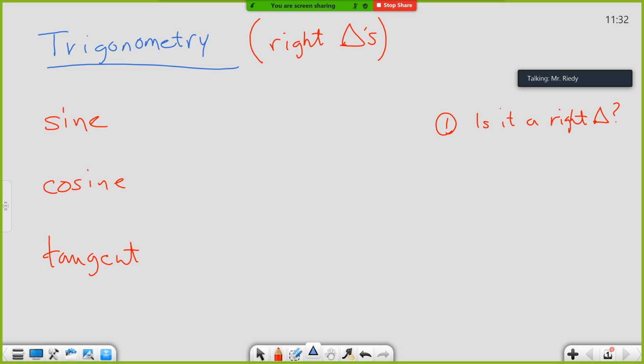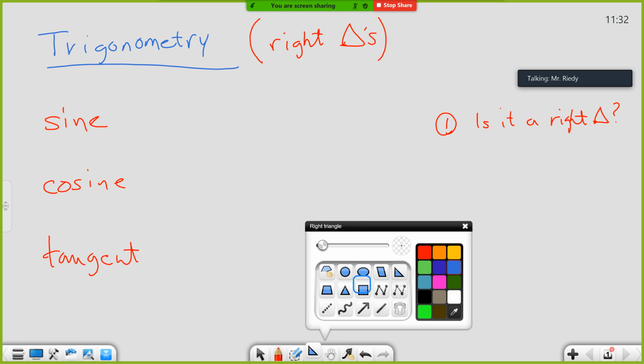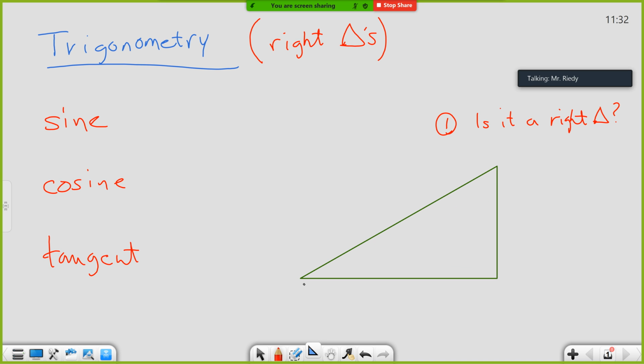Okay, so for demonstration purposes, we need a triangle. So let me fire up a triangle here. It's got to be a right triangle. So I've got this right triangle. We'll put the right angle down in the bottom so that we know it's a right angle. And we need some sides. So let's call this A, we'll call this B, and we'll call this C. And we need an angle. So we're going to use this angle down here.